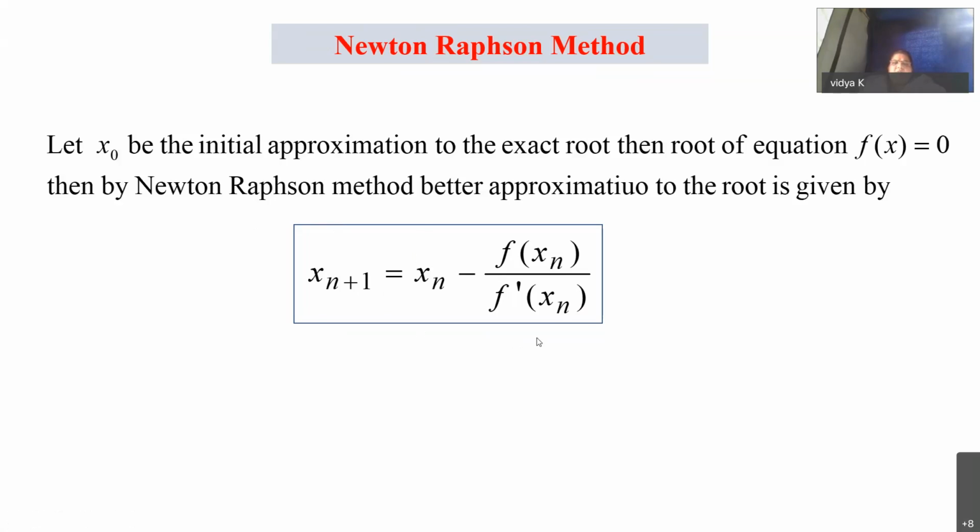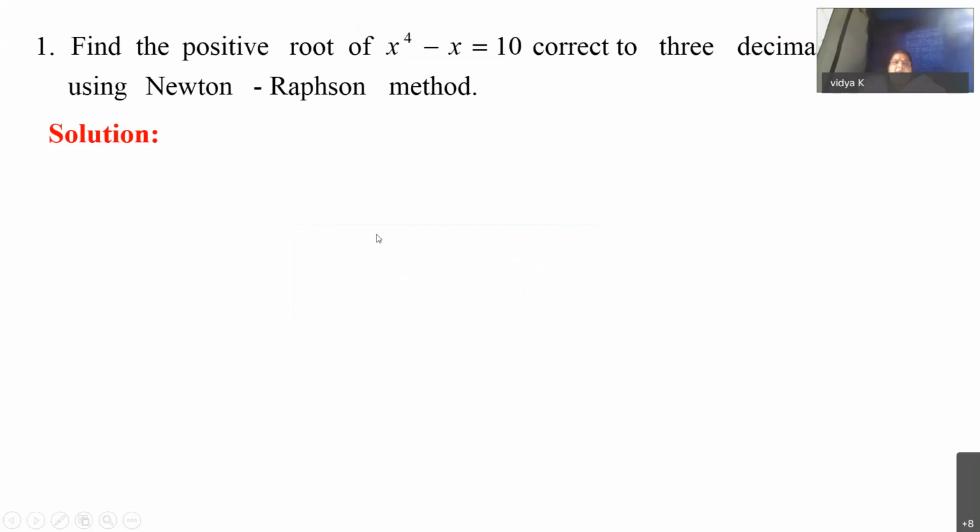The general iteration formula is this: x n plus 1 equal to x n minus f at x n by f dash at x n. So this is the iterative formula for the Newton-Raphson method, for getting the root of an algebraic or transcendental equation f of x equal to 0, where f dash is the derivative of f. So I take a problem on that. Find the positive root of this, correct to 3 decimal places. So this is f of x.